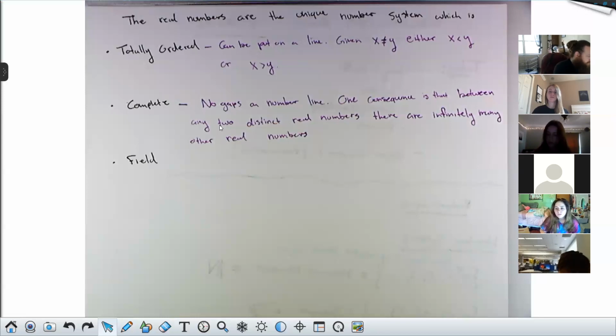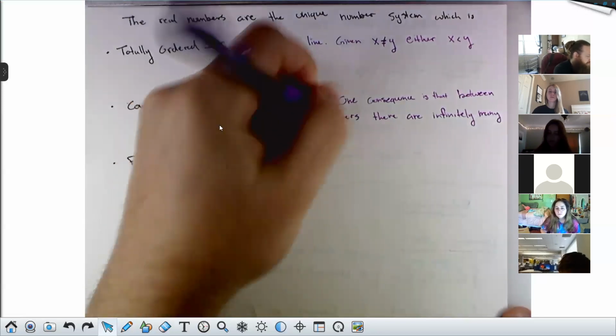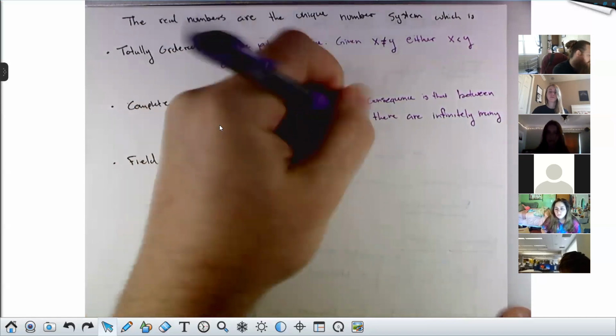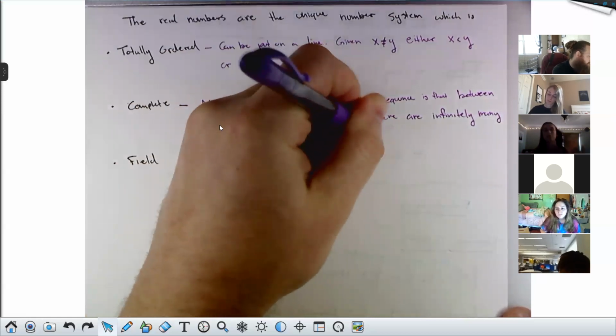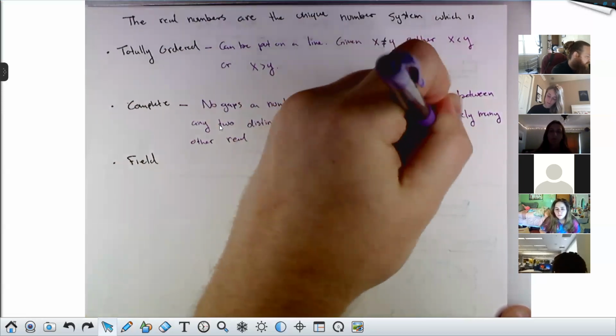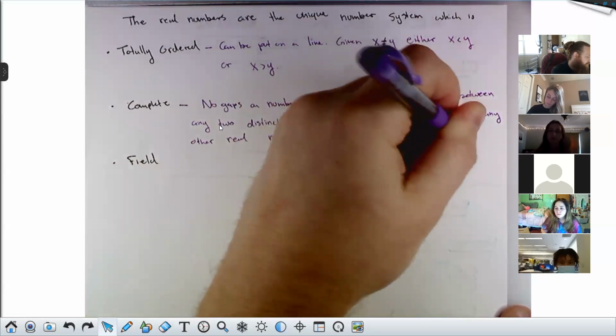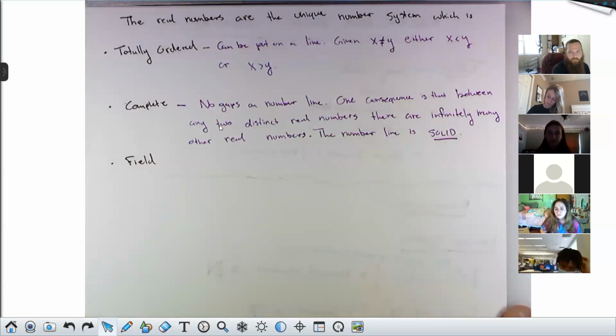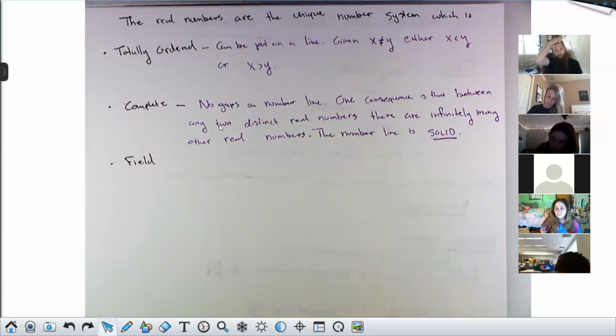In other words, kind of one last way to think of this, the number line is solid. No matter how much you zoom in, you'll never find a hole or a gap or anything like that. It is a solid chunk. The word mathematicians use for this is that it's a continuum.